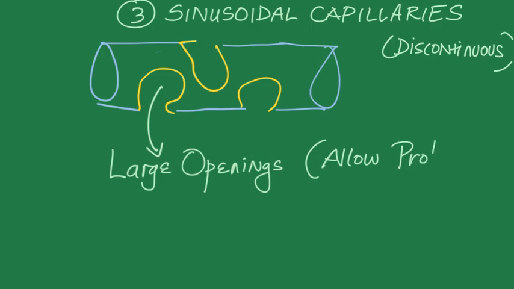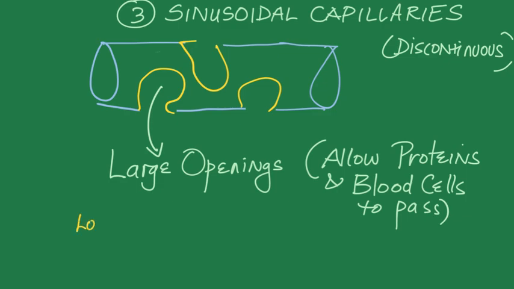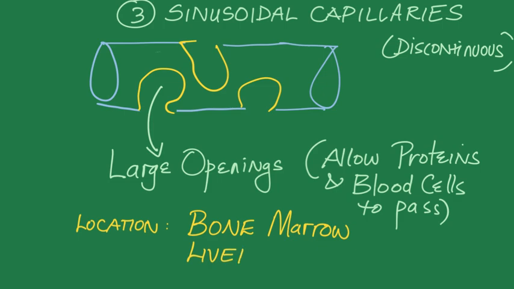The proteins are made in the liver, and the liver needs to ship them out. The best way for them to do that is to put them into these sinusoidal capillaries. So sinusoidal capillaries are found in the liver. They're also found in the bone marrow, because the bone marrow is the site for blood cell production. It produces red blood cells, white blood cells, and platelets. So they can ship those out through this capillary. So the bone marrow sends out blood cells, the liver sends out proteins. So these two organs have sinusoidal capillaries.